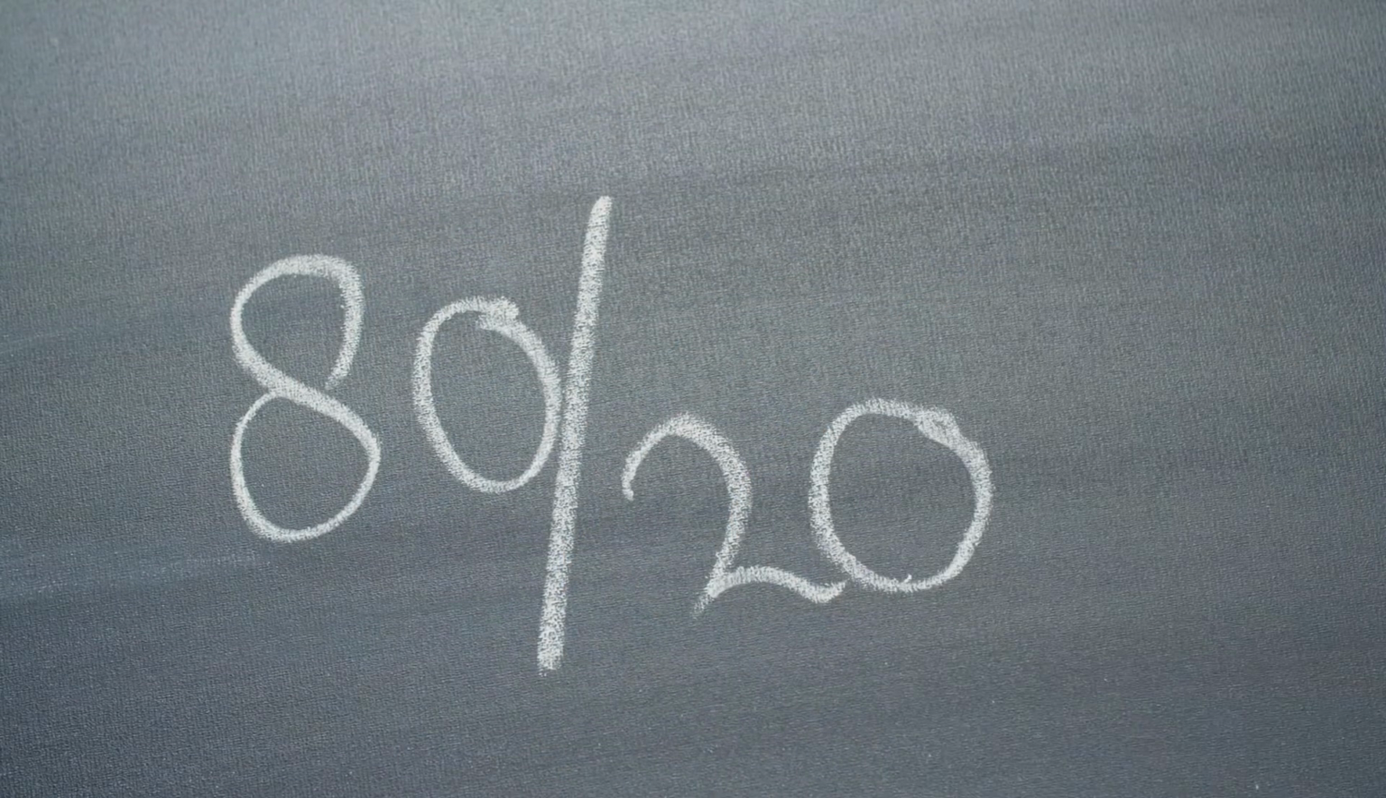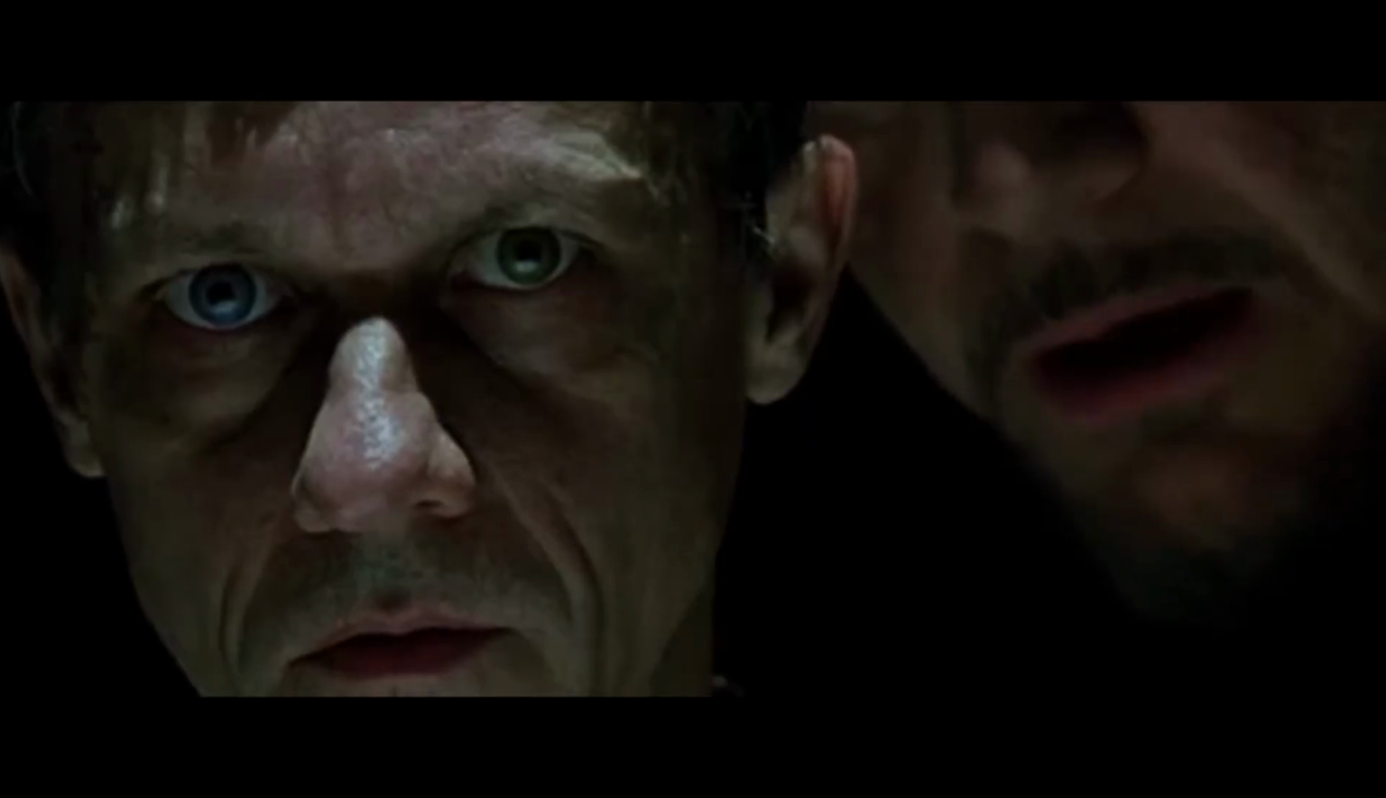You can even apply it to email as well. 20% of your emails are going to take 80% of your time. Distractions, 20% of the distractions are going to take 80% of your time. The 80/20 rule is literally everywhere. Everywhere.